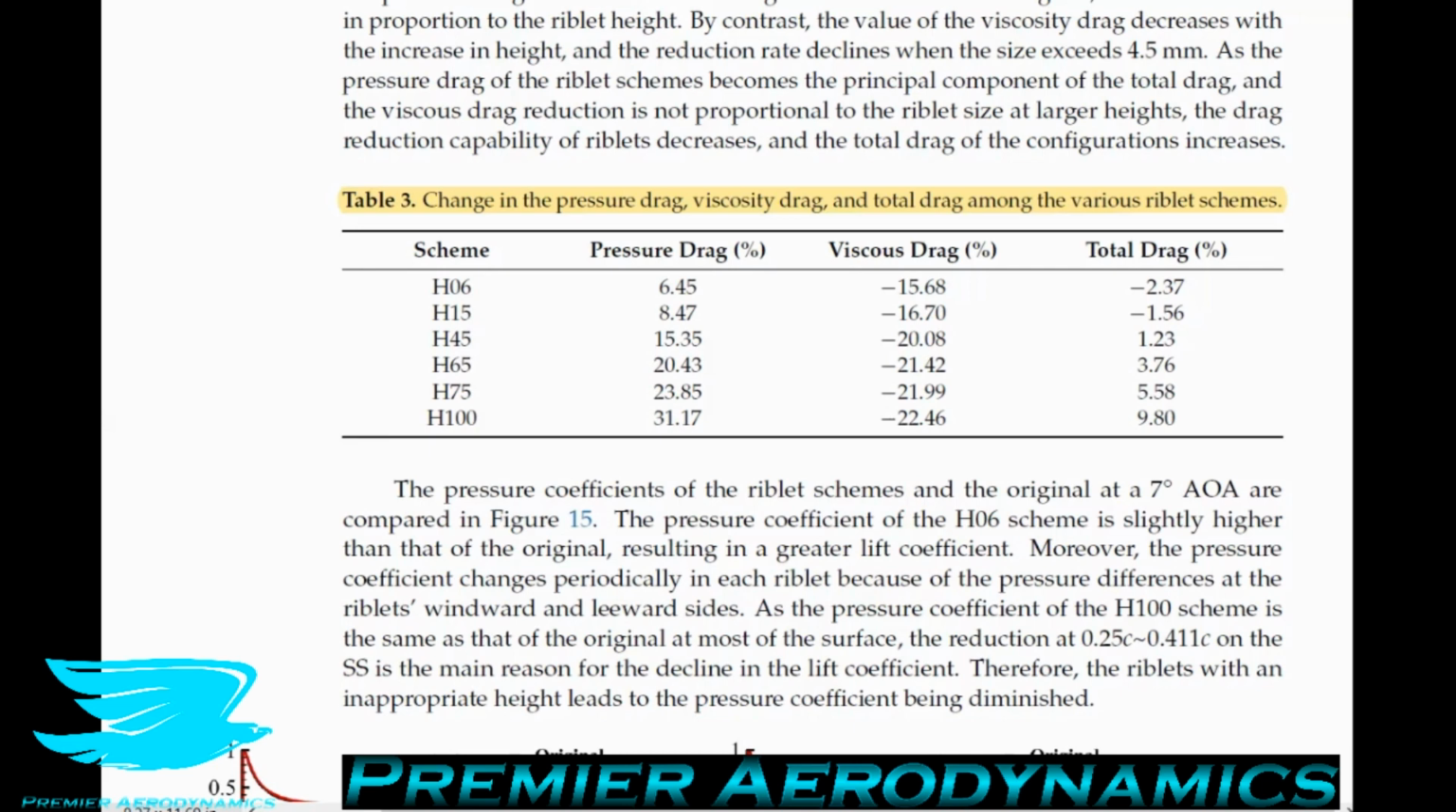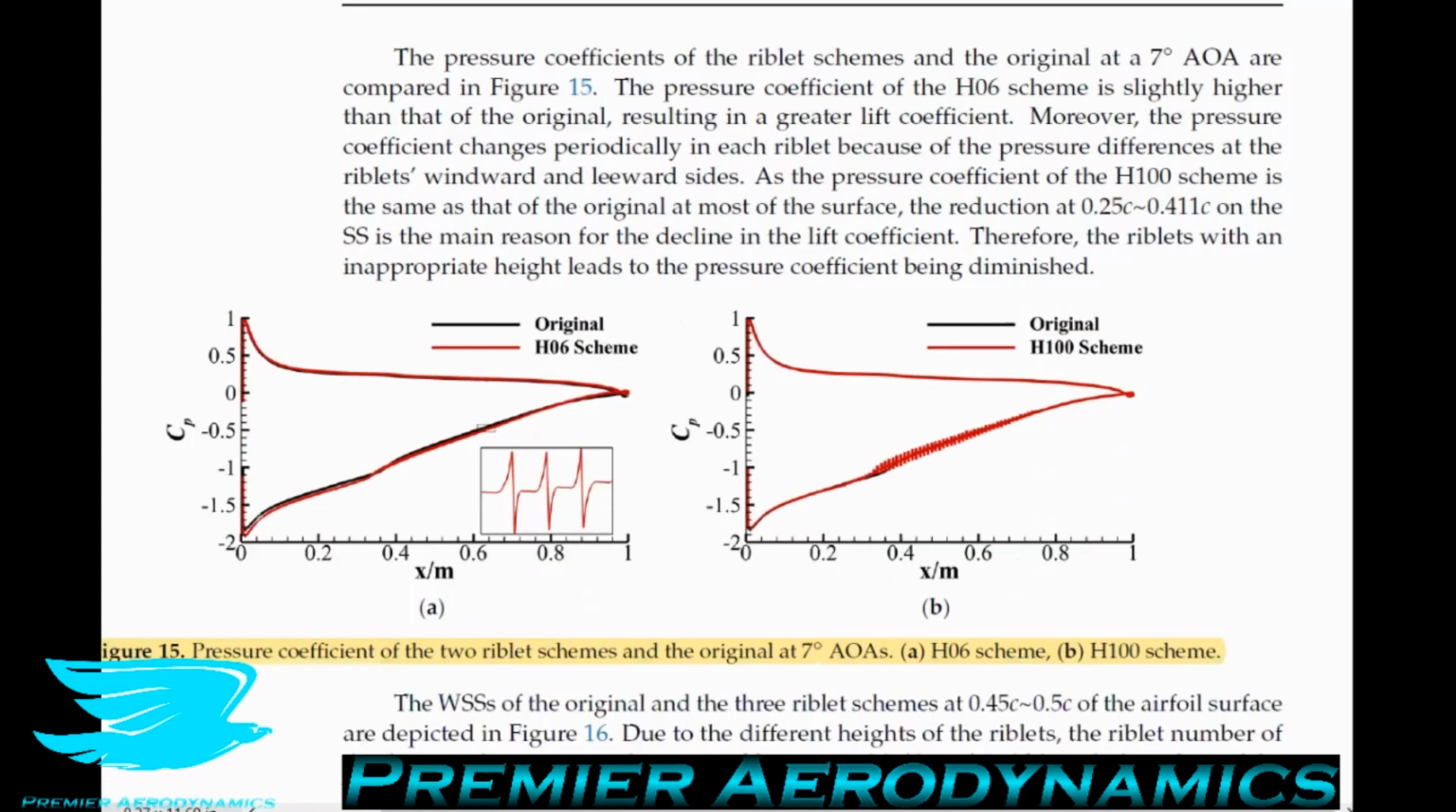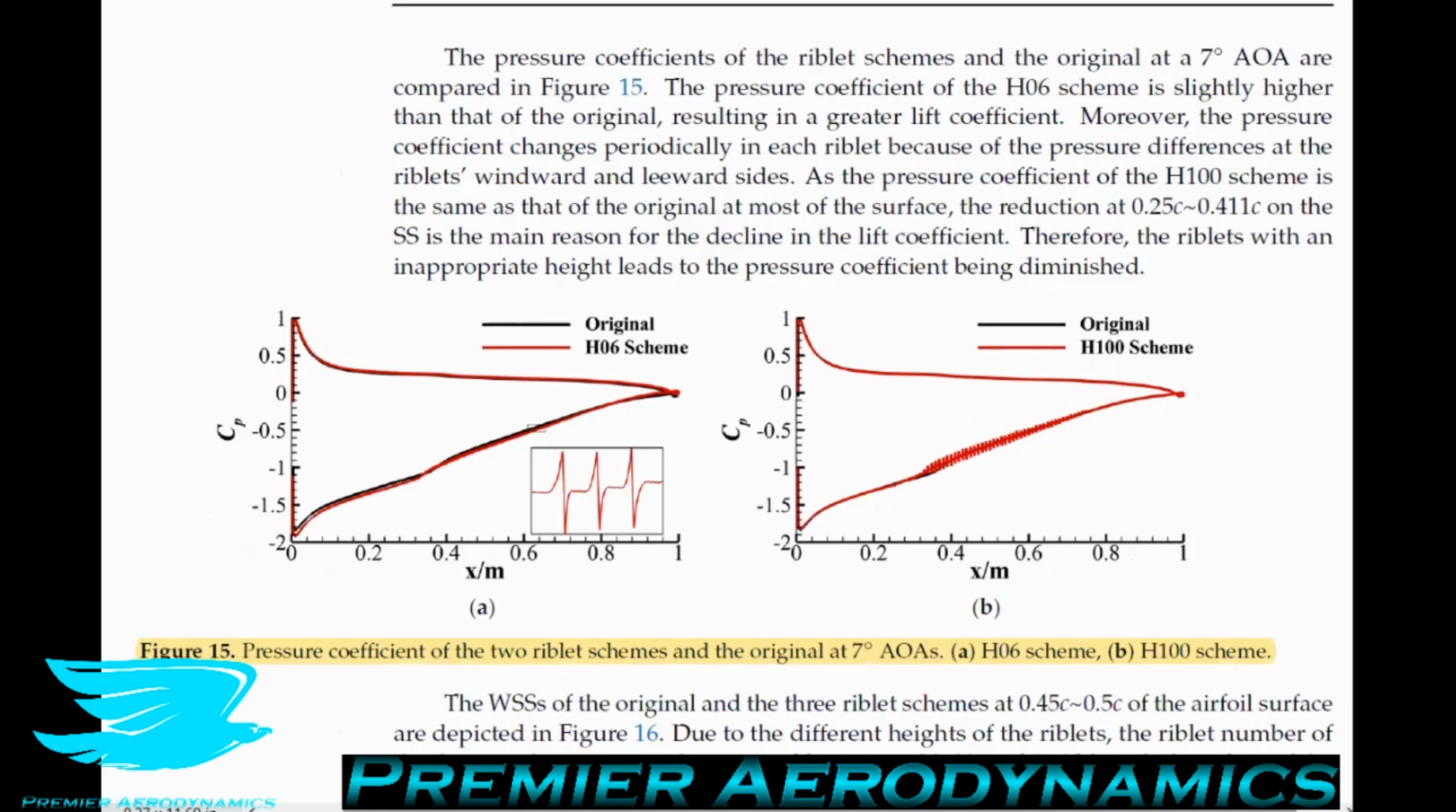So they have here, when the riblets were 1.5 millimeters or lower, the total drag is still reduced by 1.5% or less. At 4.5 millimeter heights or greater, the total drag is now much greater, and that's because you have an increase in the pressure drag. So they say as the pressure drag of the riblet schemes becomes a principal component of the total drag at high angles of attack, viscous drag reduction is not up to the task of reducing the total drag, and that's why we get this overall increase in total drag.